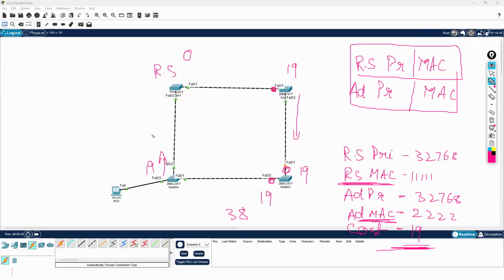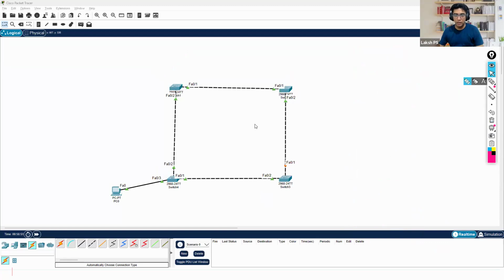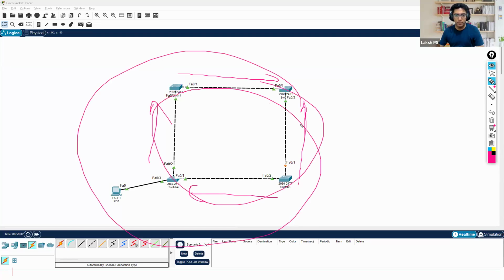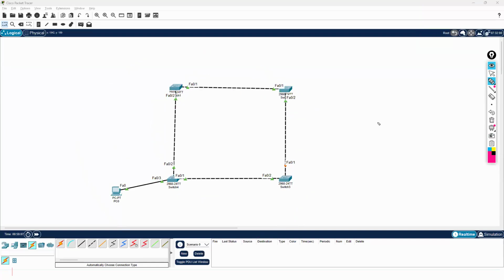So this will be the process after the root is selected. Yes, first, a root switch is always selected. So in the first few seconds, all of them are exchanging their BPDUs with each other, and they will decide which among them is the root switch. Once the root is selected, then everything starts, and only through the root will the switches send BPDUs.